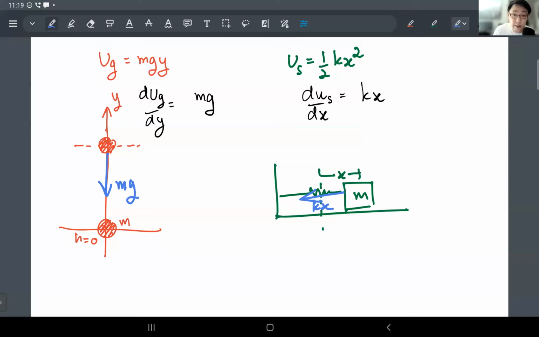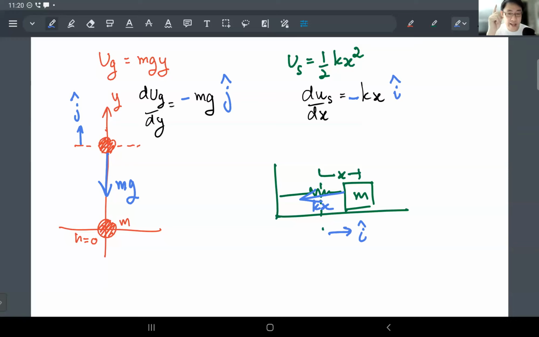So what I'm going to do is give it a direction. Well, mg is pointing down. So actually, it's the negative j hat. You guys with me? J is the unit vector pointing up. With kx, it's the same thing. kx is actually pointing in the negative x direction. The i hat is pointing to your right, so it's a negative i hat. You feel something here?